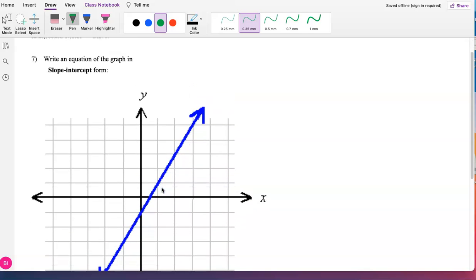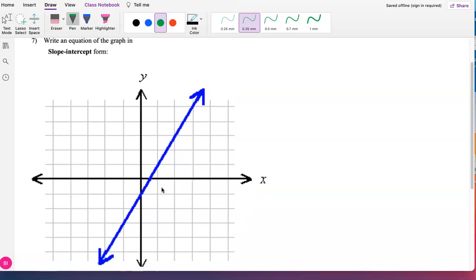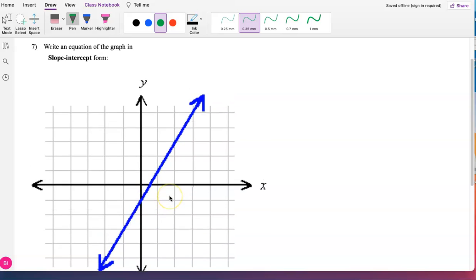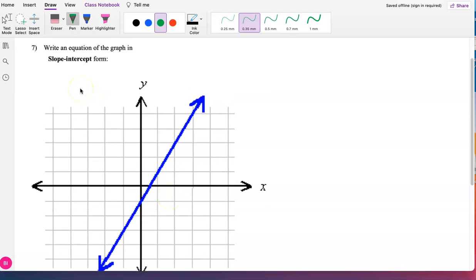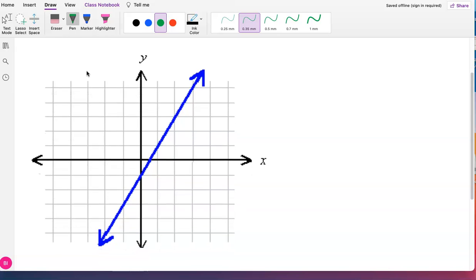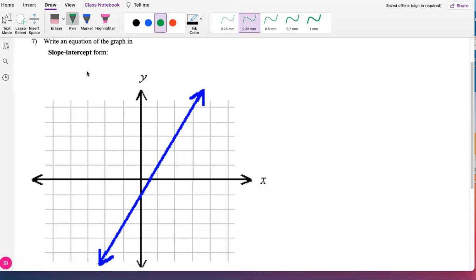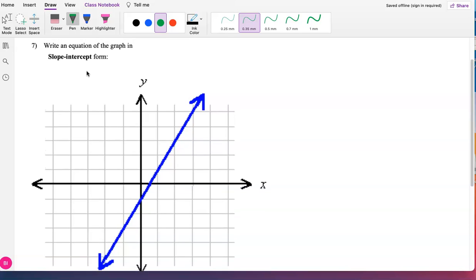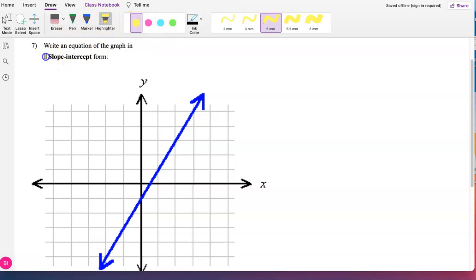Alright, you have here a graph of a linear equation, and you are asked to write an equation of the graph. Write the equation of this graph in the slope-intercept form. Alright, so you have just this graph, and you are expected to find the equation of this graph, and you have to write it in the slope-intercept form.